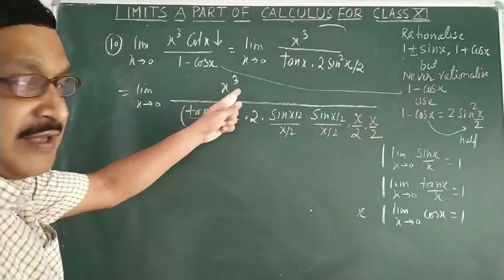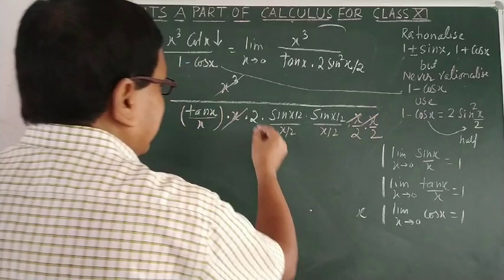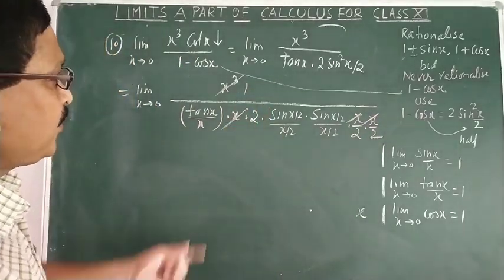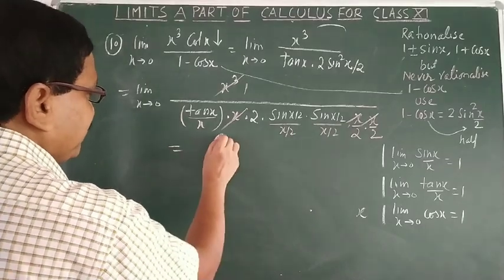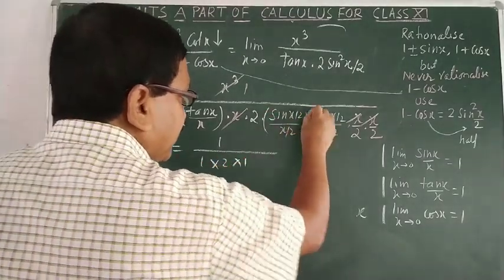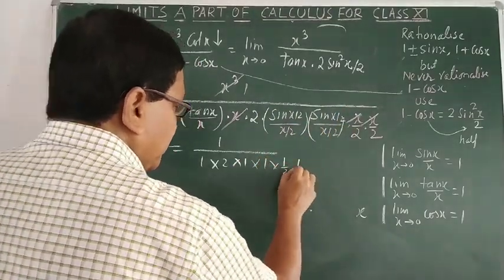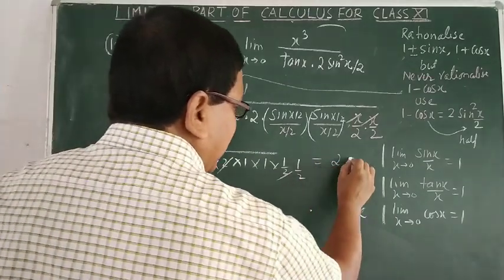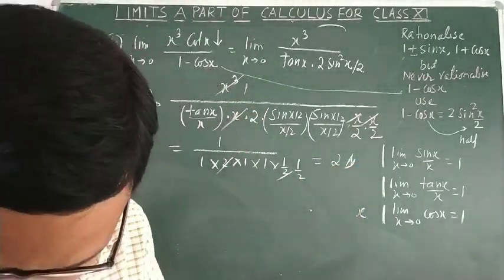Now just see, the x cube is cancelled with this x and this x. 1 is left. Now after cancellation you can put the value. So this is 1 by 1 into 2 into 1 into 1 into half. So this is cancelled, so 2 is the answer. The problem of number 10 has answer 2.